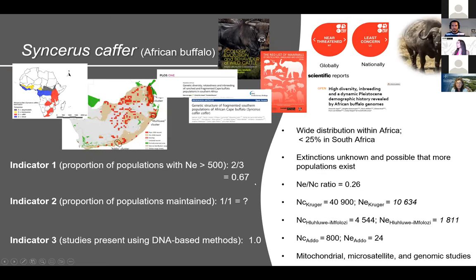For the African buffalo, 25% of the global range exists in South Africa, and this is least concern nationally. Extinctions are unknown, and it's possible that more populations exist. And so based on this, we weren't able to calculate indicator two. But of the three populations that are known, extensive census data is available, as is a ratio of effective population size to census size. And so we applied that to the census sizes, and we were able to calculate Ne for the three populations. Two of them met the threshold of 500, and so we have a value of 0.67 for indicator one.